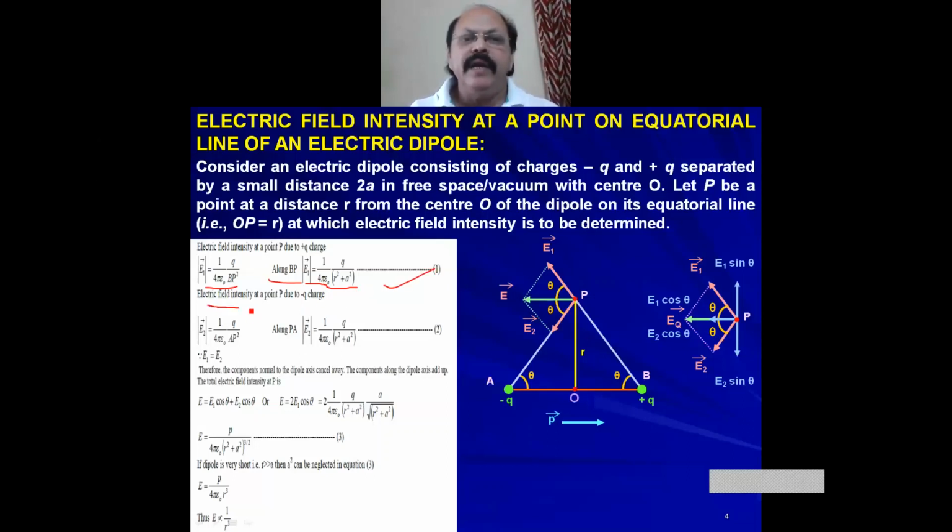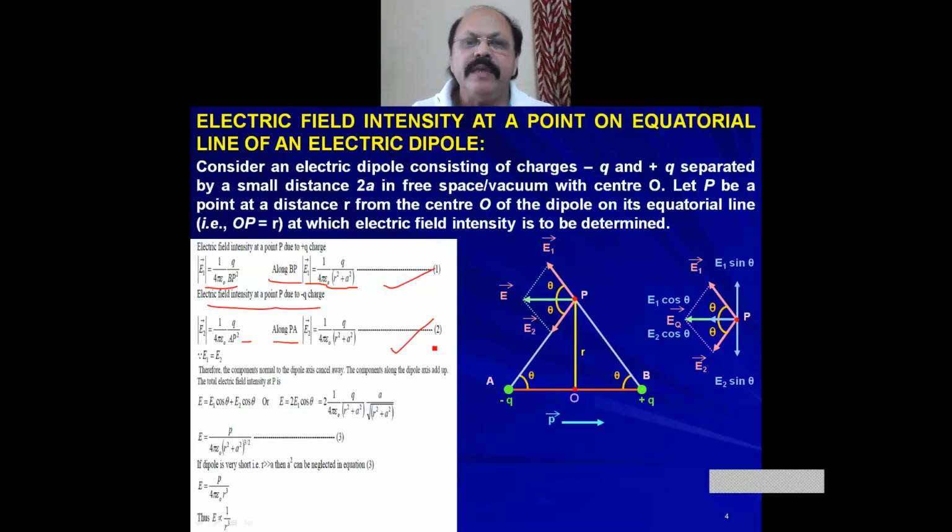Similarly, find the electric field intensity at P due to the minus q charge. So you get E2 vector mod equals 1 upon 4 pi epsilon naught, q upon AP square. Its direction is along PA. Substituting the value of AP, E2 vector mod equals 1 upon 4 pi epsilon naught, q upon under root r square plus a square, whole square. So finally you get 1 upon 4 pi epsilon naught, q upon r square plus a square. That is equation 2.